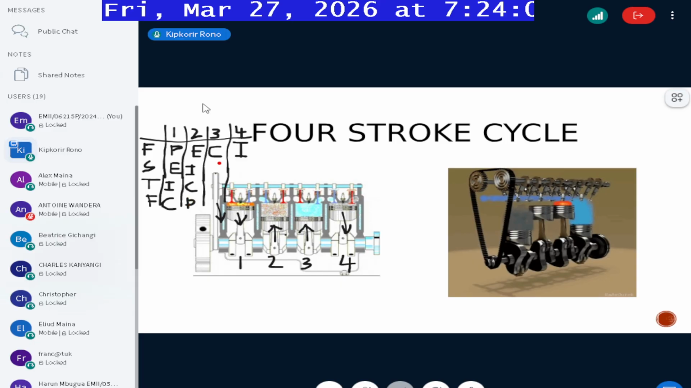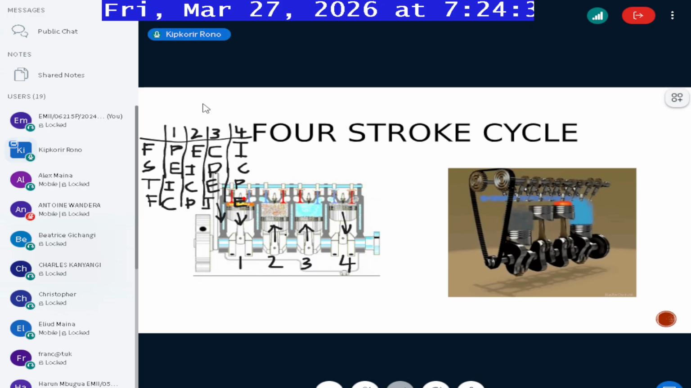Now after compression here, you normally go to power. After power stroke, you go to exhaust. You can fill this table on your own. This one goes to intake. Now after intake, this one goes, the normal one, so it's just compression, power, exhaust.